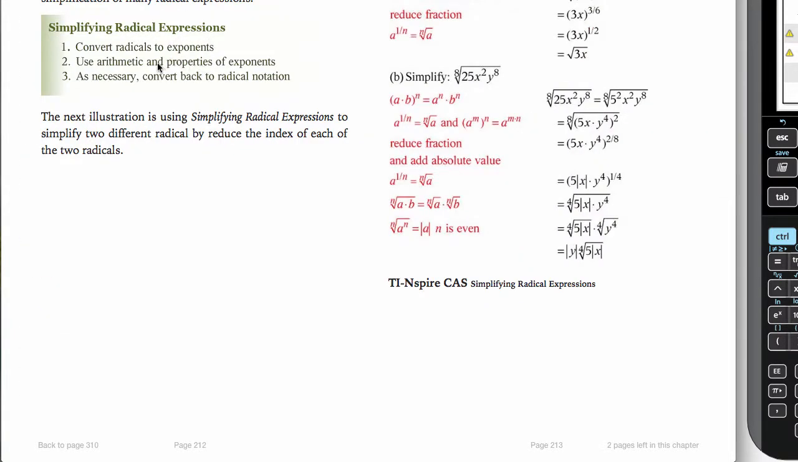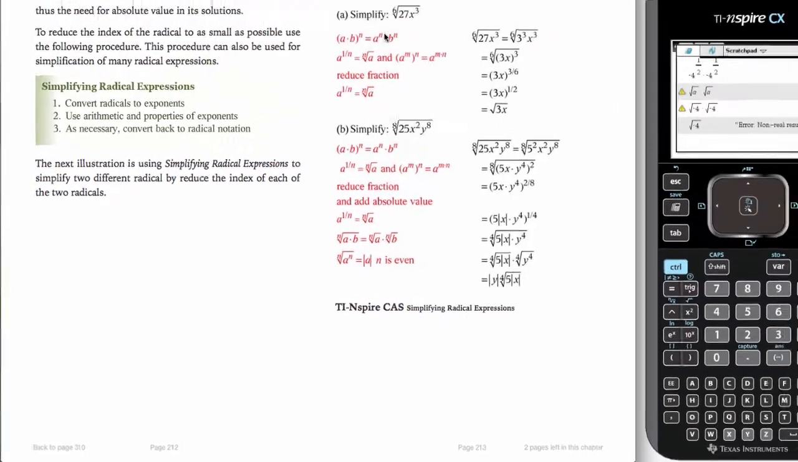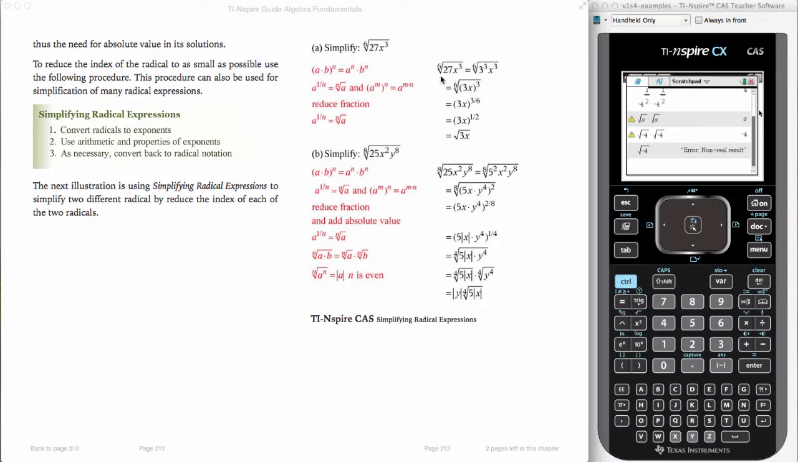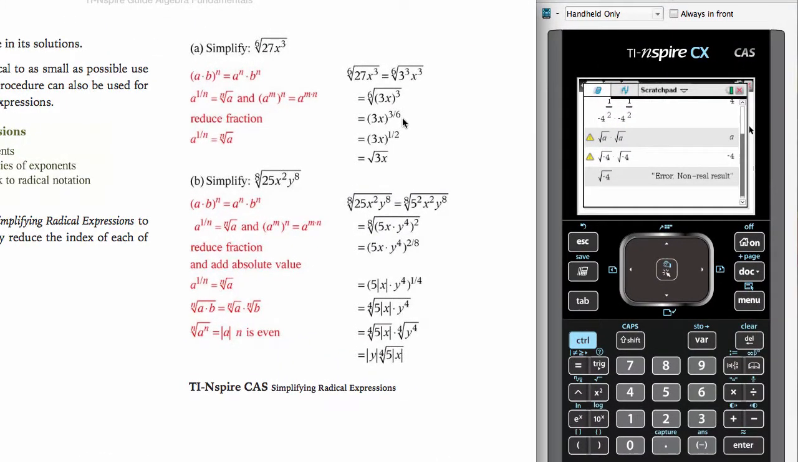Simplifying radical expressions, here are some rules for us. Convert radicals to exponents. Use arithmetic and properties of exponents. As necessary, convert back to radicals. So here it shows a problem where we follow these rules. We convert over, we reduce the rational number to 1/2, then we convert back to radical.